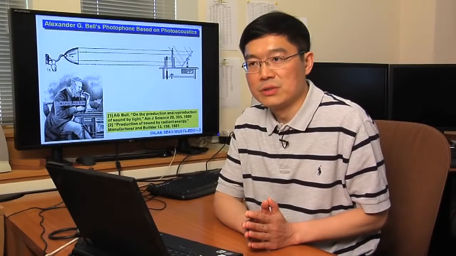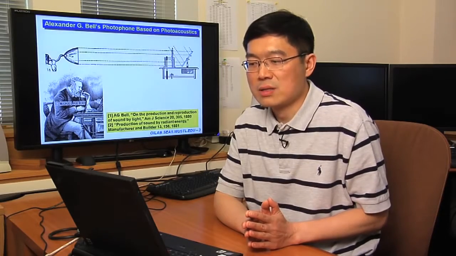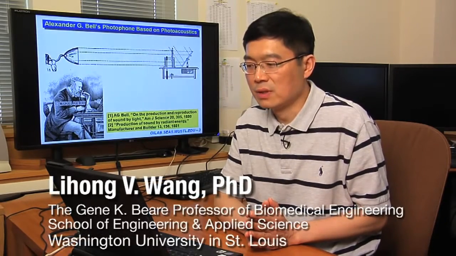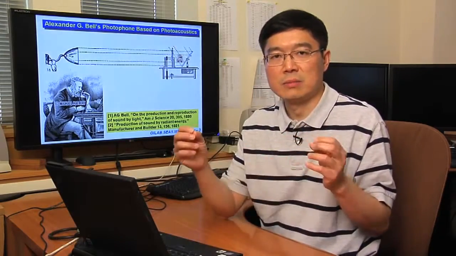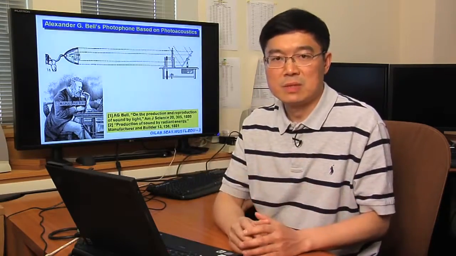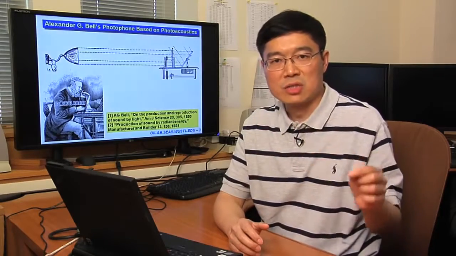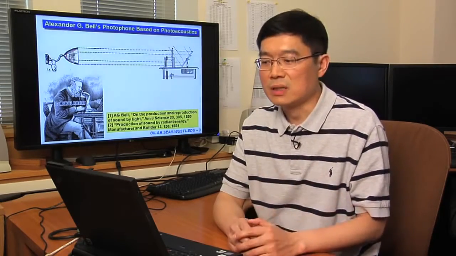Alexander Graham Bell first reported photoacoustics over 100 years ago. He had this concept of photophone instead of telephone. His idea was to encode a sound signal into a light beam, then propagate the light beam in space, convert light back into sound again through the photoacoustic effect.